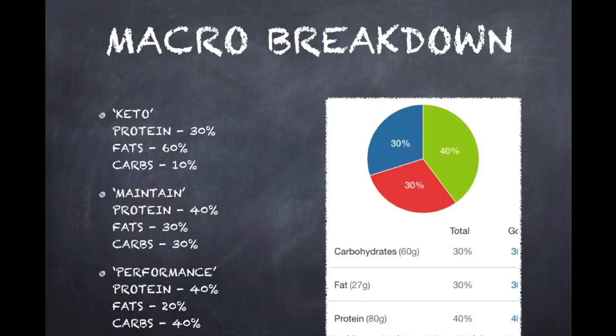And then the last one is the performance one. The performance is a little bit higher in the protein side of things again. Fats are present but they're low, and the carbohydrates are the main energy source that you'll be using. The performance one is for somebody that probably does a lot more exercise or does more of the longer endurance side of exercise.